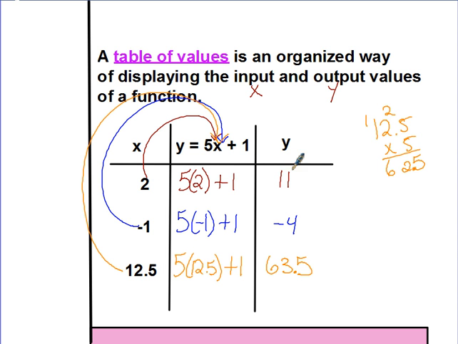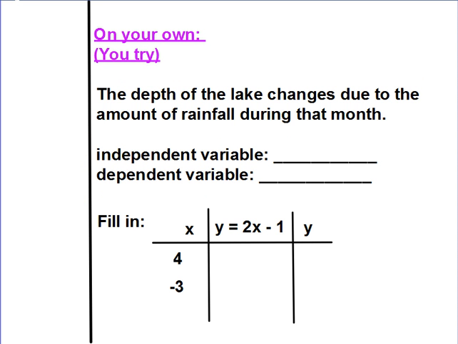And again, this is a list of all my input. This is a list of all my output. This is my independent. This is my dependent. And this whole thing is called a table of values. So this is going to be the on your own example, the you try. I want you to look at this situation, identify the independent, dependent variable, and then fill in this table of values. This should be ready the next day you come to class.